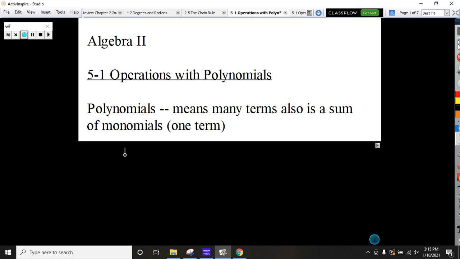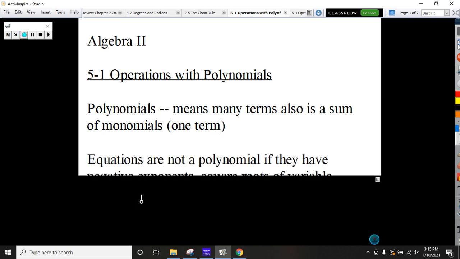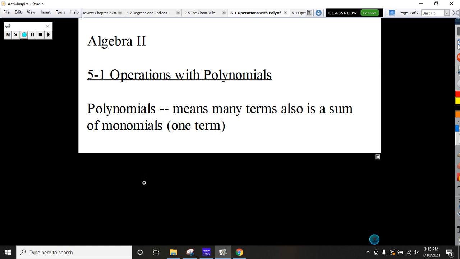So each individual part of the equation is called a term. Like we could have an equation that has 4 different pieces. So it'd be like 3x to the 4th plus 5x squared plus 3x minus 1. So those are 4 individual parts of the equation, and each one of those things is called a term. So a sum of monomials is just everything that's separated by addition or subtraction.